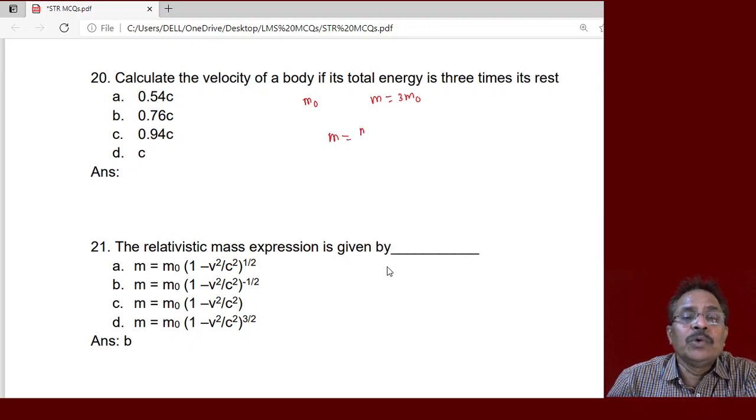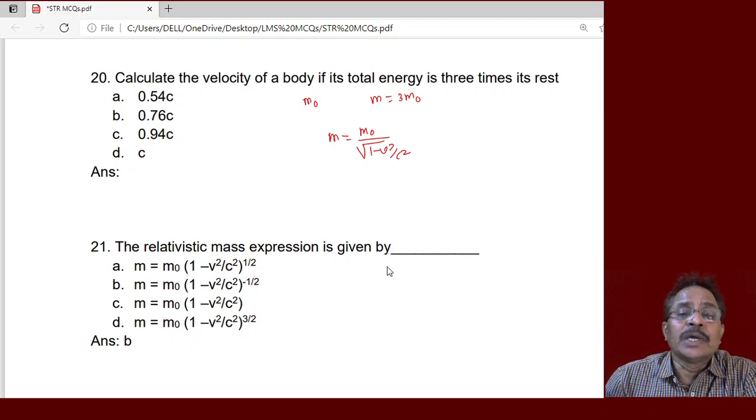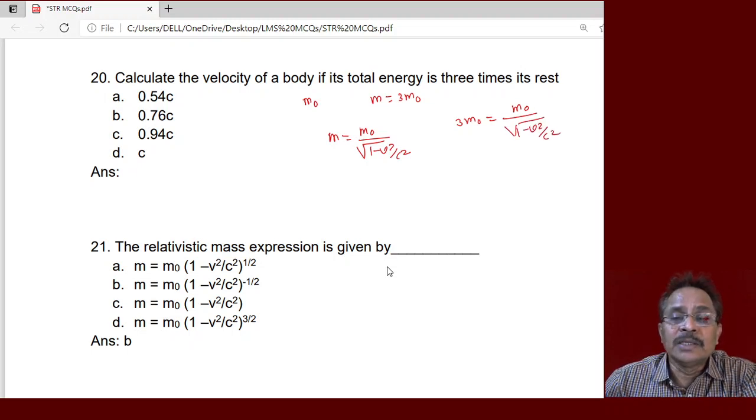M is equal to m0 upon square root of 1 minus v square upon c square. This is called relativistic mass. So I can use this: 3 times m0 is equal to m0 divided by square root of 1 minus v square upon c square. So take this quantity here. The square root of 1 minus v square upon c square is equal to, simply, this m0 gets cancelled, I'll get 1 upon 3. Okay, when this m0 is cancelled, this is taken here.